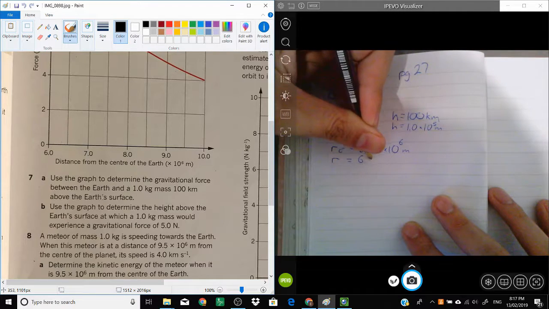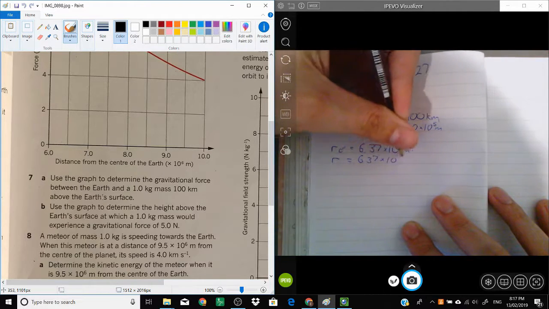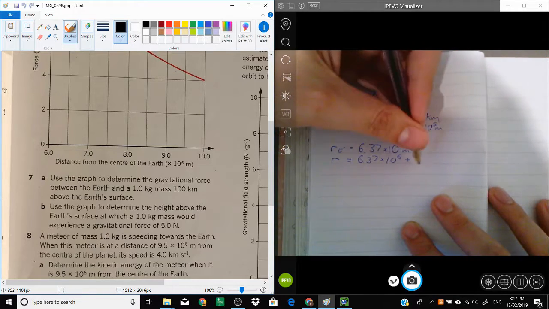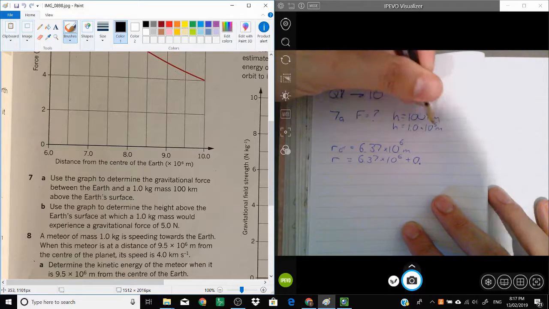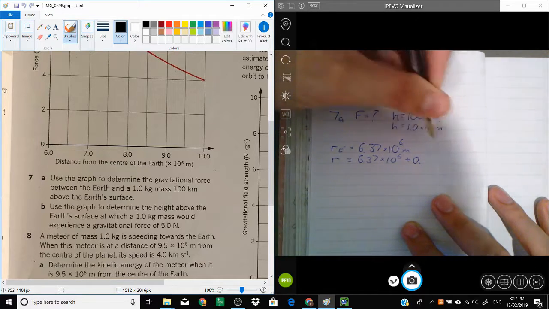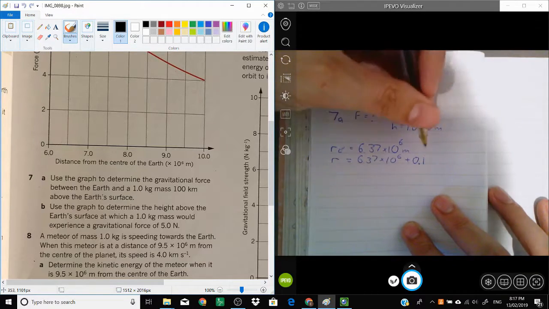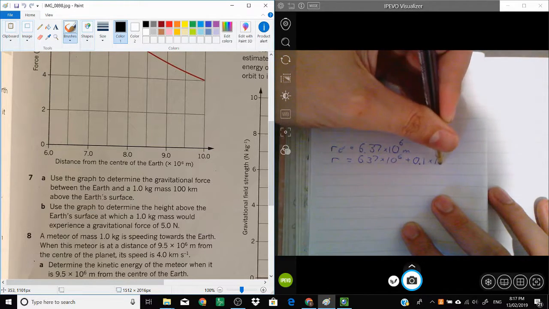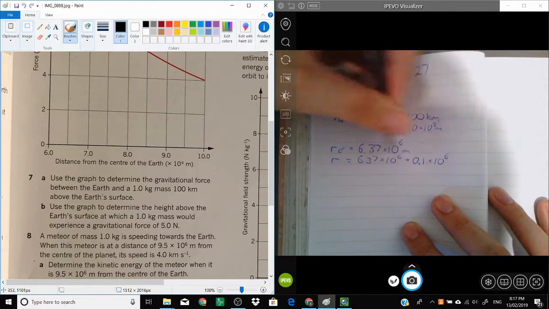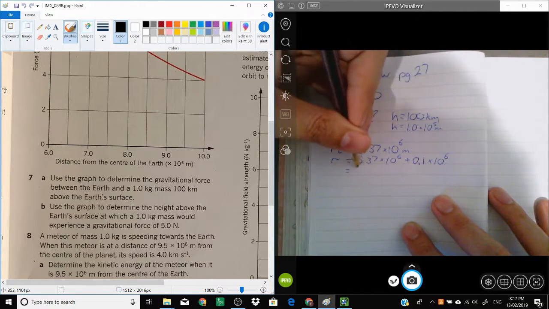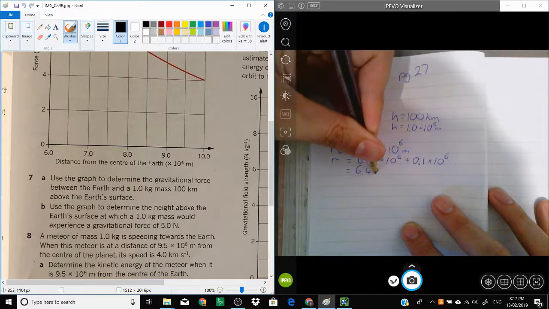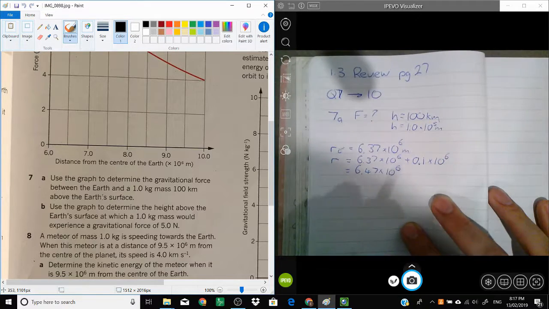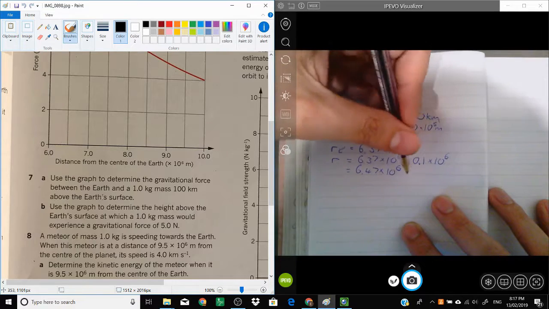I'll demonstrate that by working out the radius. 6.37 times 10 to the 6 plus, we're going to add this on, but I'm going to convert it to 10 to the 6 as well. If I times this by 10, I need to divide this by 10. So I'm writing it this way. Just to convince you, 0.1 times 10 to the 6, which would be 6.47 times 10 to the 6. For the sake of the graph, we're going to take this value, and put a unit on it, meters.